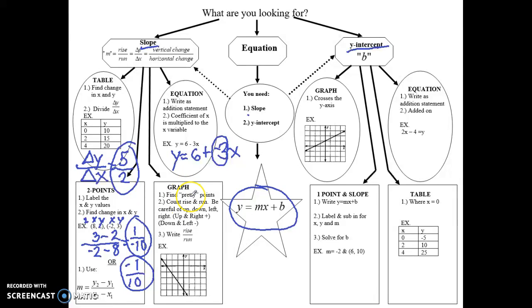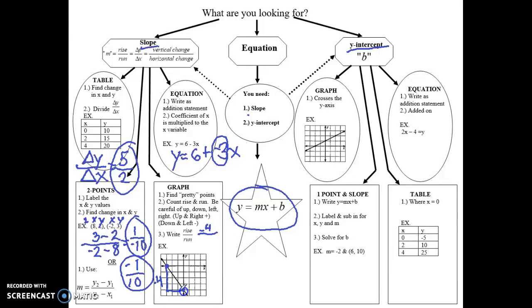When given the graph, we need to find 2 pretty points. So in this case, I see a pretty point here and then one here. And then we just need to make sure we do the rise over the run. So if I write rise over run like it's written here, then I'm going to go from the left point to the right point. In this case, I see that I am going to go 1, 2, 3, 4. And since it's down, it's a -4, so that's my rise.